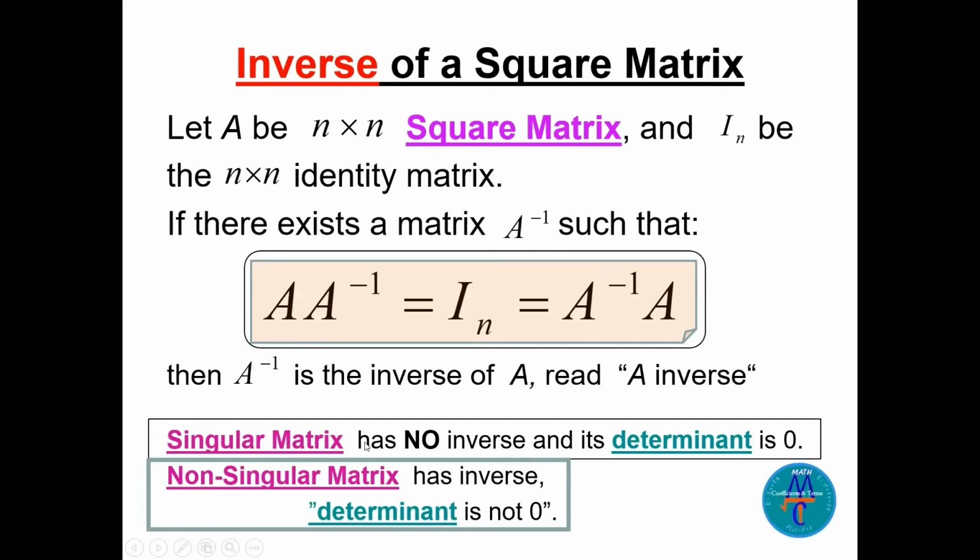Singular has no inverse. See, singular. Singular means like single, by itself. If you have a matrix, sometimes there is no inverse. You have to check the lecture to see examples there. But singular means no inverse. Its determinant is 0. Non-singular has an inverse.